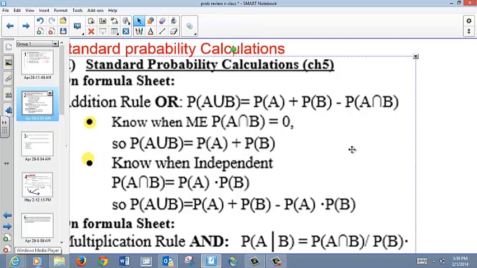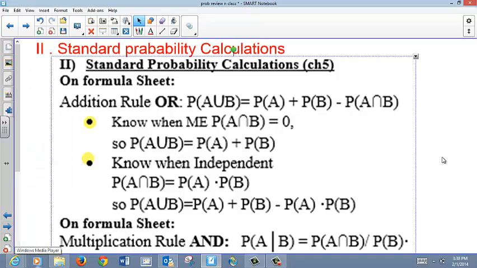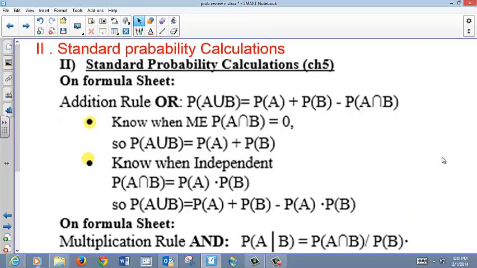Next group was from Chapter 5, our standard probability rules. And make sure you're aware of which ones are on the formula sheet and which ones aren't. So here on the formula sheet is the OR addition rule. The probability A or B is the sum of A plus B minus their intersection, the AND. Remember, for OR we're going to add generally, and for an AND we're going to multiply generally.